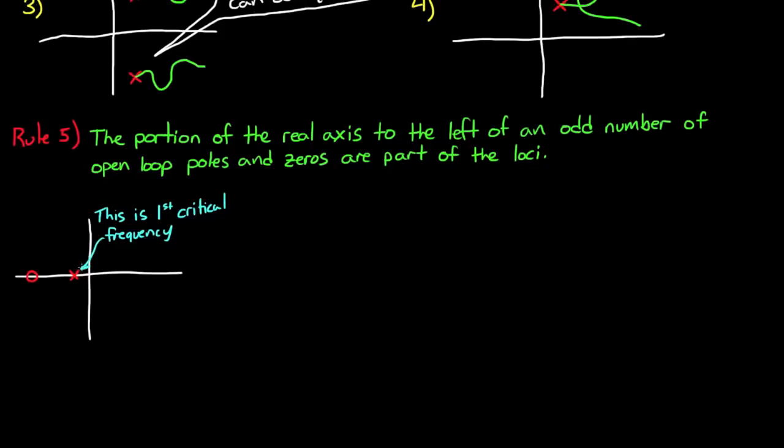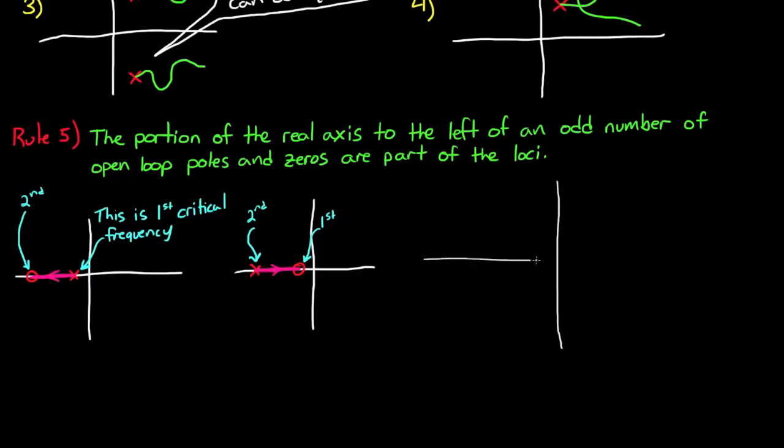In this first example, I have 2 critical frequencies, a pole and a zero on the real axis, and so the root locus exists to the left of the odd numbers, or the first one only. Now if I swap the location of the pole and the zero, these are still the first and second critical frequencies, so the line still exists between them. It's just going to go to the right now, since it'll go from an open loop pole to an open loop zero.